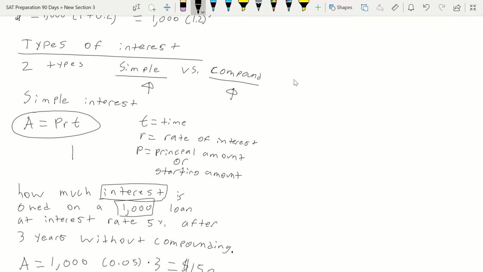For simple interest, our equation is A equals PRT, where P is our principal amount. If you had a loan, that would be the amount that you took out. So if you had a $1,000 loan, your principal amount is $1,000. R is your rate of interest, so your interest rate. T is your unit of time. So if your interest rate is 5% each year, then your time is going to be 1 year.